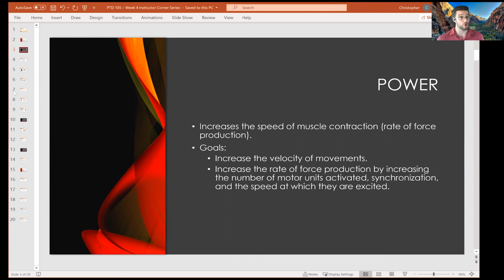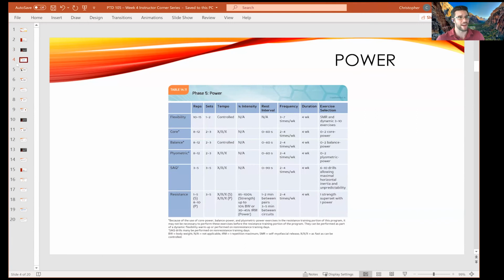The overall goals of this power phase are increasing the velocity, the speed of our movements, and increasing the rate of force production by increasing the number of motor units we activate, the amount that they synchronize and work together, and the speed at which they're activated when we perform these exercises. So power is all about speed and how fast we can produce as much force as possible.